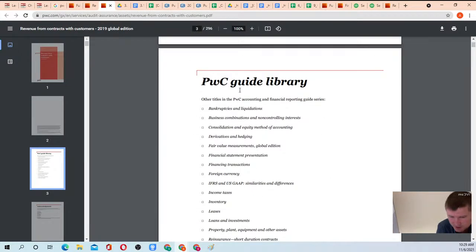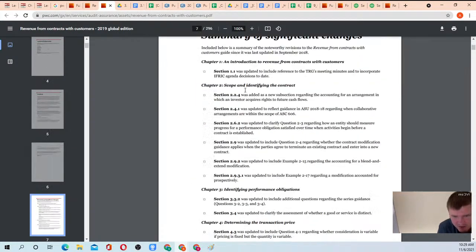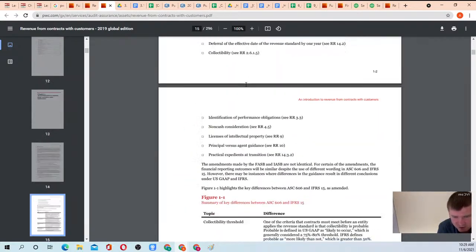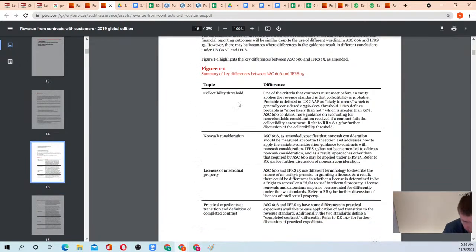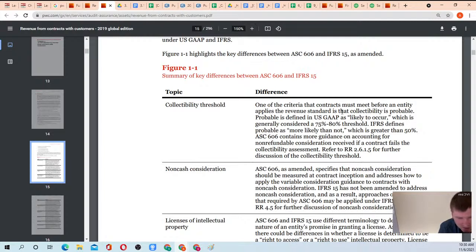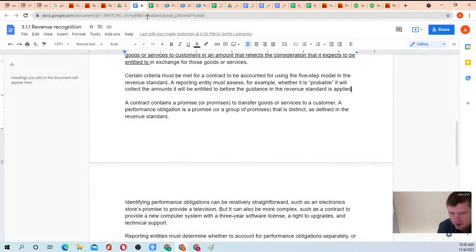and probable is like an 80% rule. So if you believe that the chances of collection are less than 80%, you will need to look at the collectibility threshold. Probable is defined under US GAAP as likely to occur, which is generally considered a 75-80% threshold. In IFRS, in International Financial Reporting Standards, it's only 50%. So you need to be sure, like 80% certain, that you will collect money.